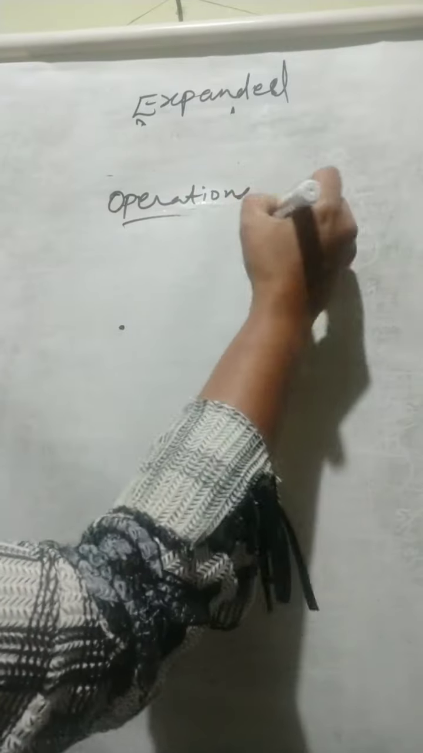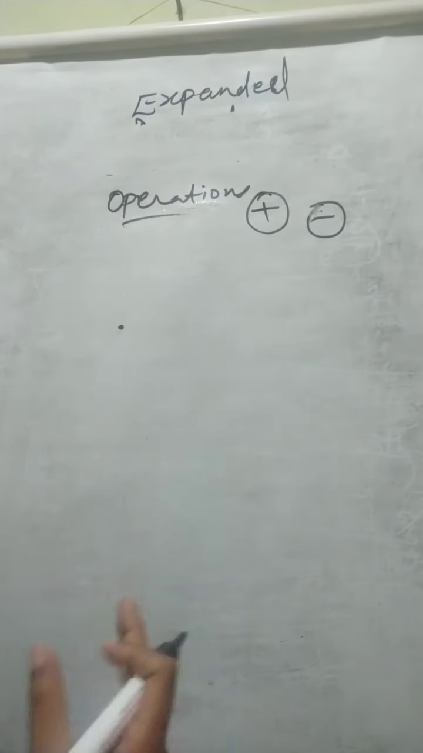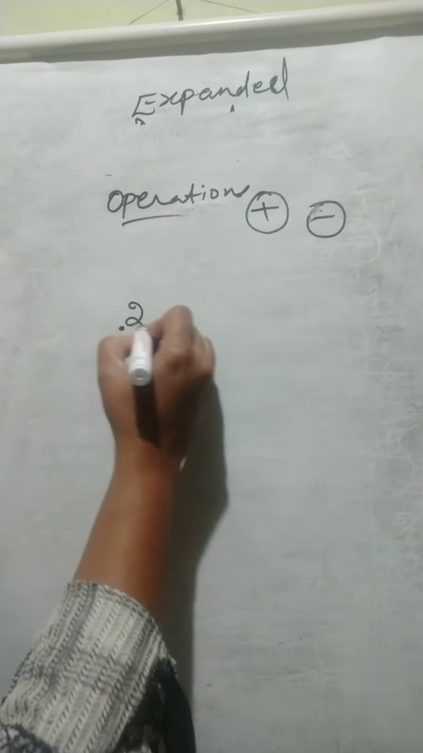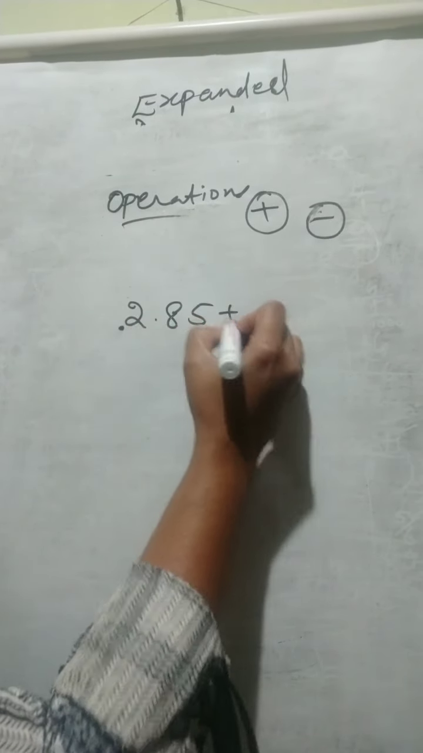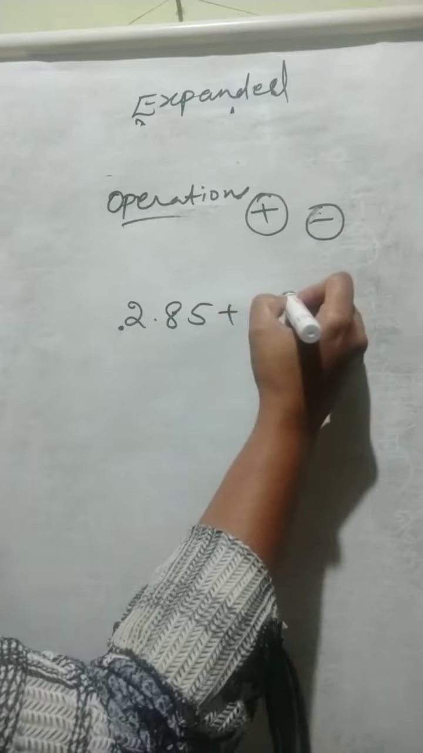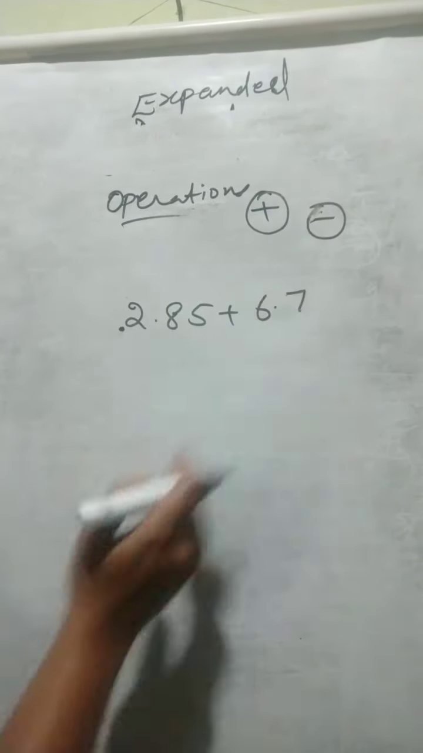That means only plus and minus. This you already studied last year. Now we can recall that. That is 2.85 plus 6.70. How can we add this one?